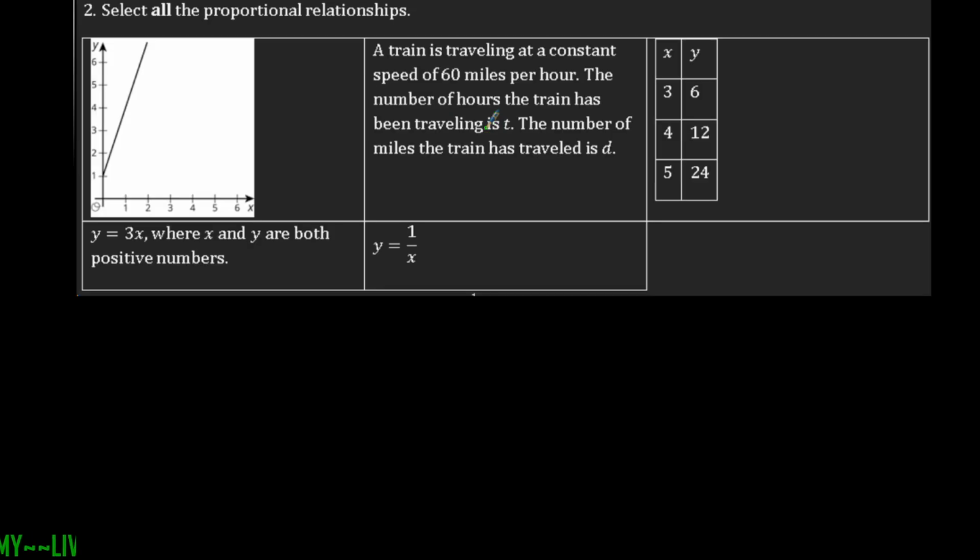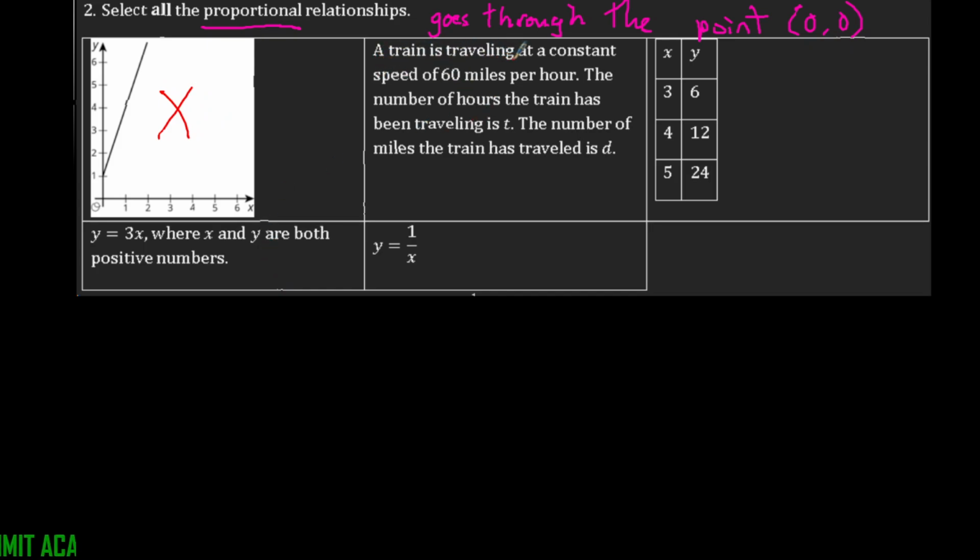For the second part, it says select all proportional relationships, and just remember, what does it mean to have proportional? That just means it goes through the point 0, 0. So all we have to do is pick the ones that go through the point 0, 0. So we know it's not going to be this first one because it does not go through that point. How about the second one?